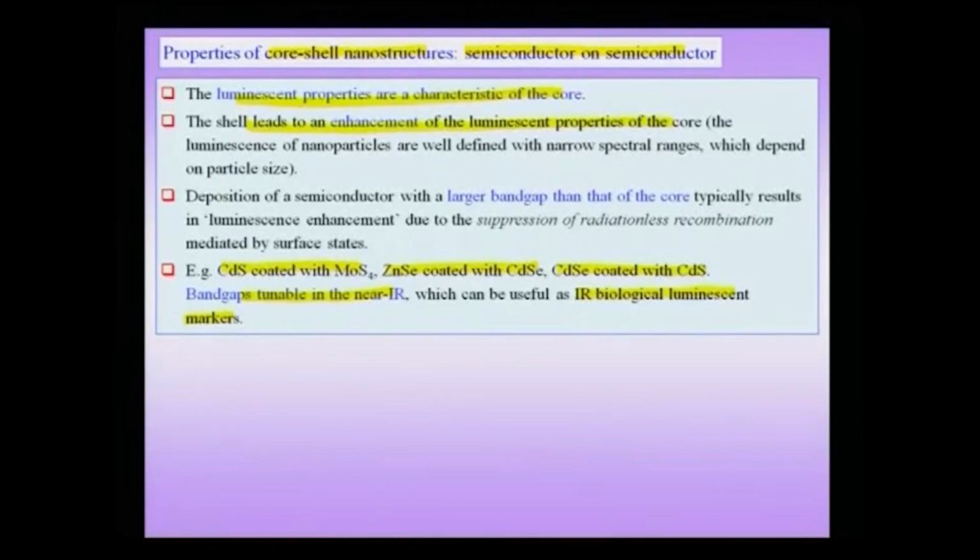Now, typically deposition of a semiconductor with a larger band gap than the core results in what you might call luminescence enhancement, and this occurs due to suppression of radiationless recombination, which typically is mediated by surface states. So, if you had a raw semiconductor, then you have the surface states which lie in the band gap, and the transition to these surface states may not lead to luminescence, and therefore, having a shell layer enhances the luminescent properties of the semiconductor.